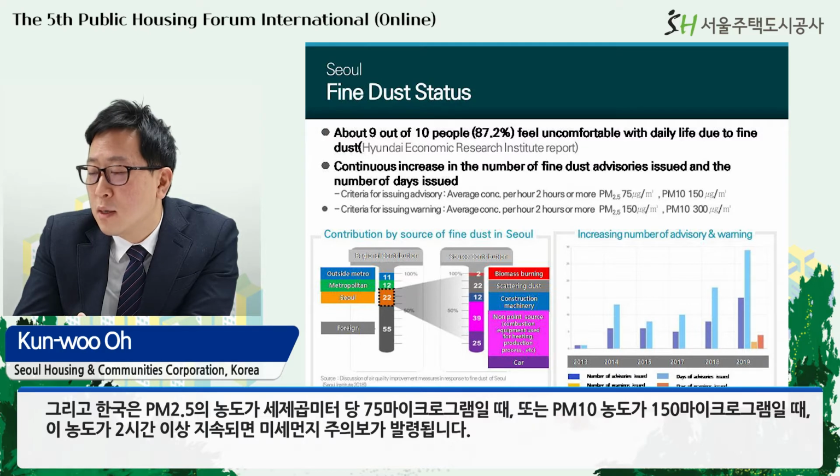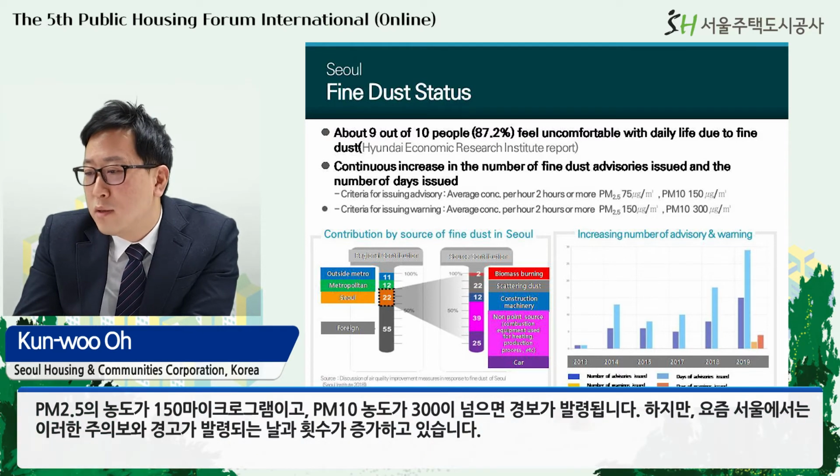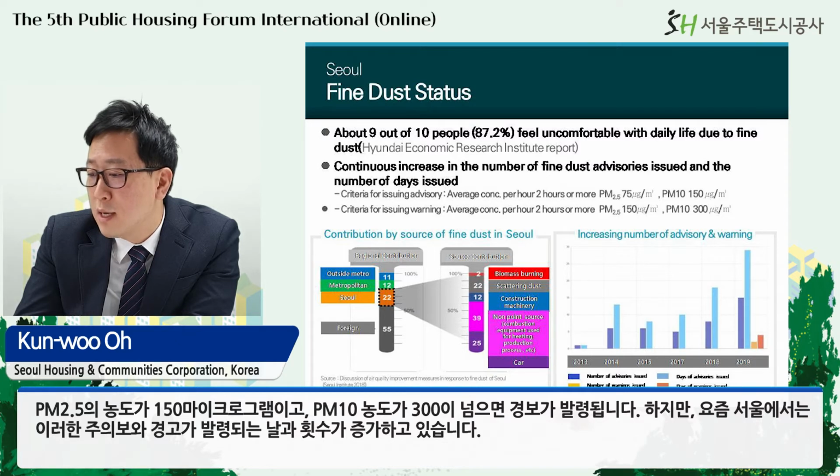And in Korea, when the concentration of PM2.5 is 75 micrograms per cubic meter, or PM10 is 150 micrograms per cubic meter, and lasts more than 2 hours, the fine dust advisory is issued. When the concentration of PM2.5 is 150 micrograms and PM10 is over 300, an alarm is issued. However, these days the number of days of these advisories and warnings is increasing in Seoul.